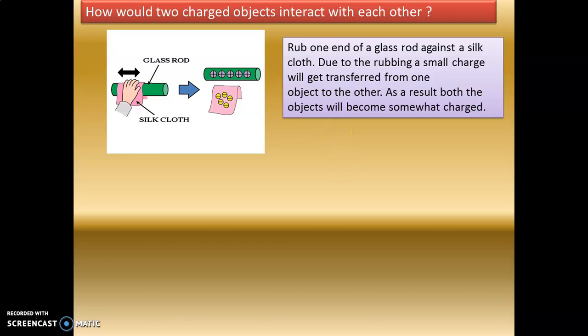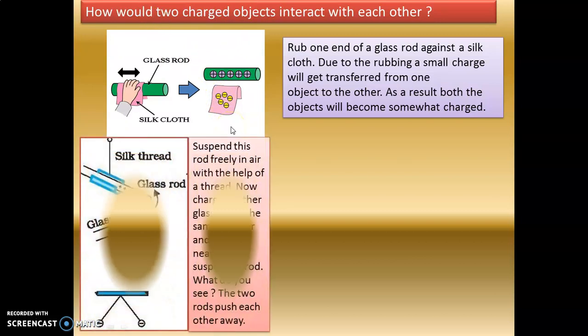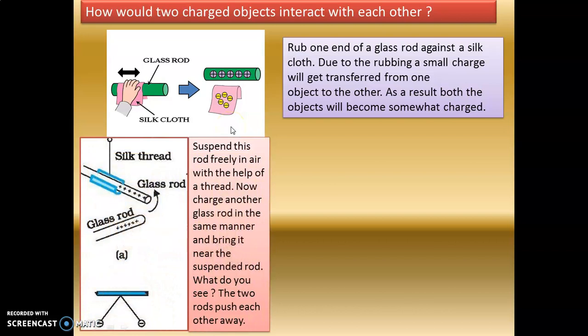As you can see in the diagram, children, this is the glass rod. The plus stands for a positive charge and the minus stands for a negative charge on the silk cloth. So the glass rod becomes positively charged and the silk cloth becomes negatively charged. Now what I am doing is suspending this glass rod freely in air with the help of a thread.